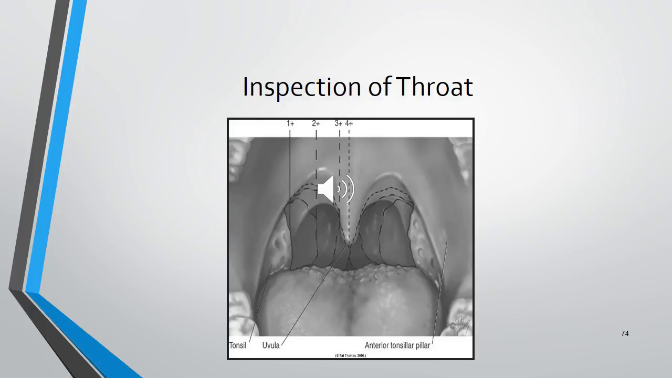Here's your anatomical picture, which shows the structures of the throat. The +1, +2, +3, +4 pictured here is how you would grade tonsils. So if your client has their tonsils, you would use this scale to grade the presence of them. +1 would be normal, all the way to +4, which would be tonsils that were swollen and touching in the middle of the throat near the uvula.